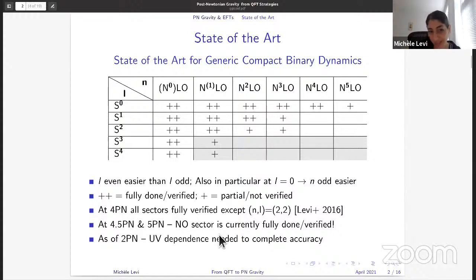And I should note that that's actually relevant from very low orders, but one of the things that makes it a challenge at these high orders is that as of 2PN order, the UV dependence is needed to complete every accuracy. What I mean by UV dependence is that finite size effects already start to play a role. So we have these black boxes that we carry in our expressions, the Wilson coefficients that I'll show you immediately, and we also need to handle them in order to complete every accuracy at 2PN and above.